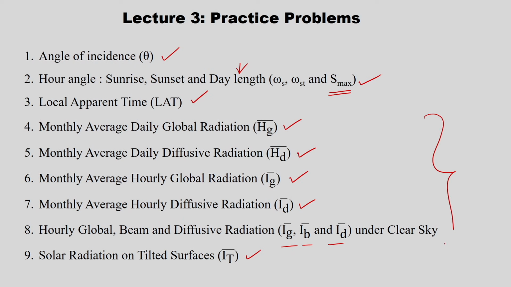So, remember these all 5 values we would be calculating for horizontal surfaces. And then we will see how to convert whatever we have calculated for horizontal surface into tilted surface. So, that is nothing but solar radiation on tilted surfaces.